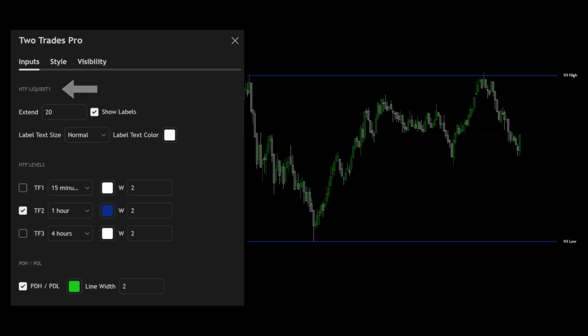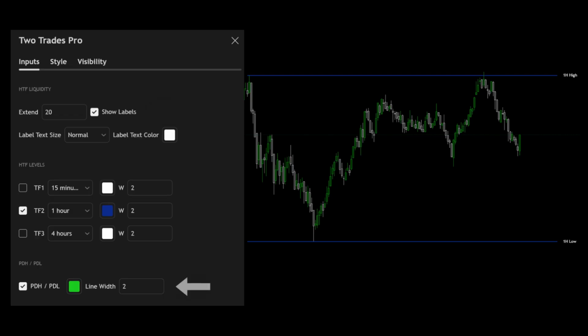This section plots previous highs and lows from up to 3 selected timeframes directly on your chart. These are areas where liquidity commonly rests and where price is most likely to react. You can customize each time frame with its own color and line thickness to help separate stronger levels from weaker levels. The extend setting controls how far these levels extend to the right, while labels can display the time frame and whether the level is a high or low.